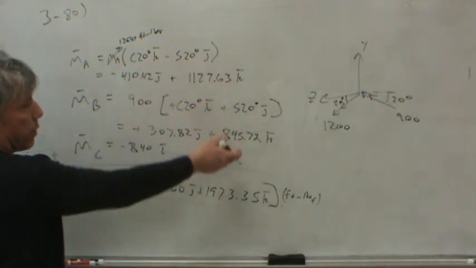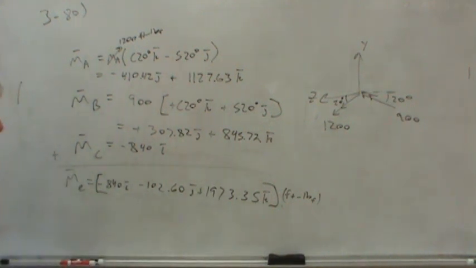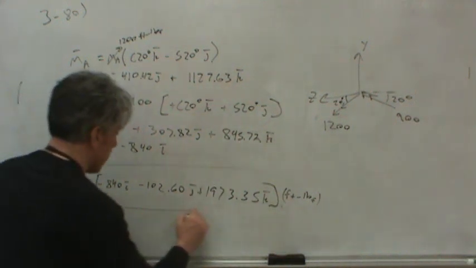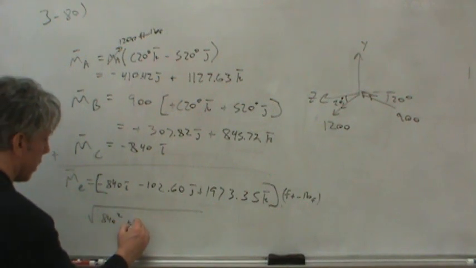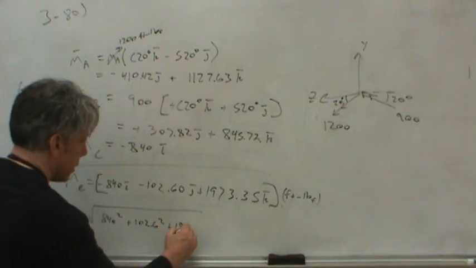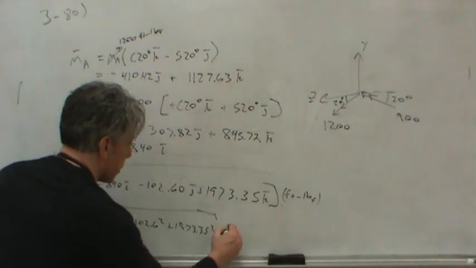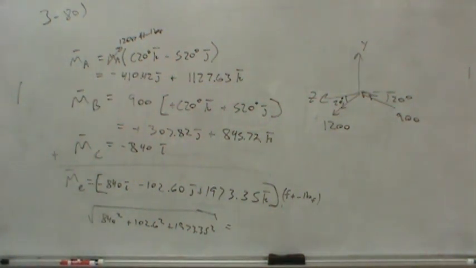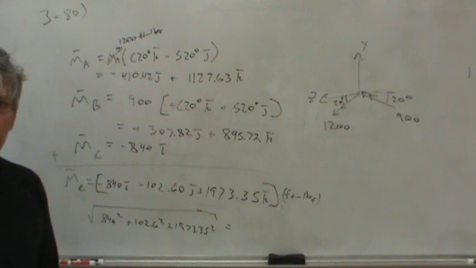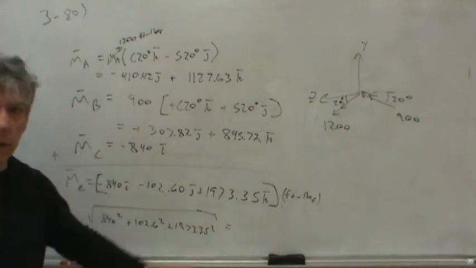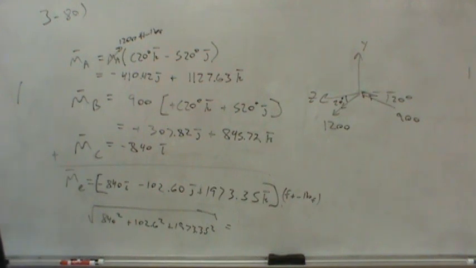So all we're doing is just adding up components, that's it. Did anyone verify this number then? Okay. So the question is, what's the magnitude and direction of its axis? Well, to get the magnitude, we'll have to take the square root of the sum of the squares. So 840 squared and 102.6 squared and 1973.35 squared and then square root. That'll give us the magnitude of the resultant couple. And then we'll figure out the direction. How will we figure out the direction? Well, we'll come up with a unit vector in this direction, right? So, go ahead and add the square root of the sum of the squares together for me if you would.